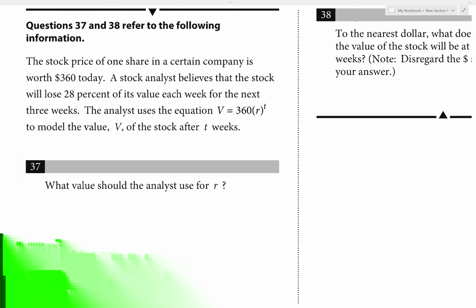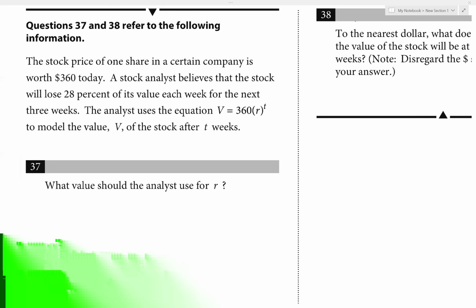Okay. So we know we are starting with $360, okay? And the stock loses 28% each week. So it's not decreasing by the same dollar amount, rather it's decreasing by 28% of the total value each week. So it's a percent of the total. So the decrease will be different each time, right?